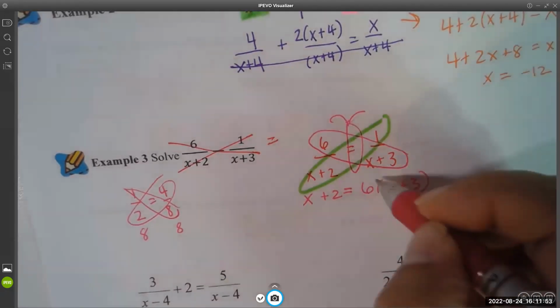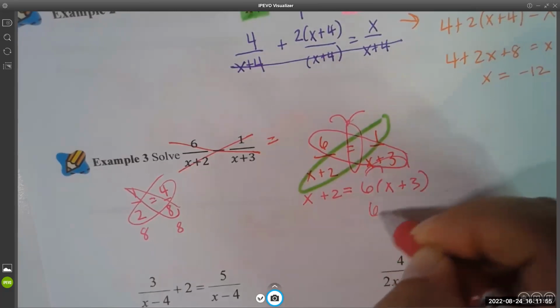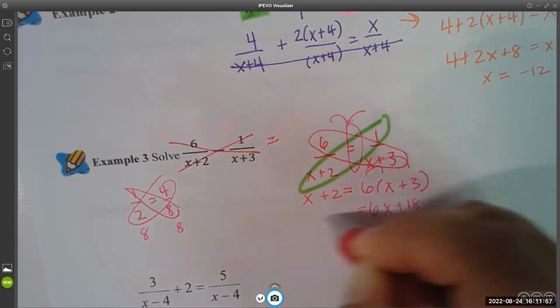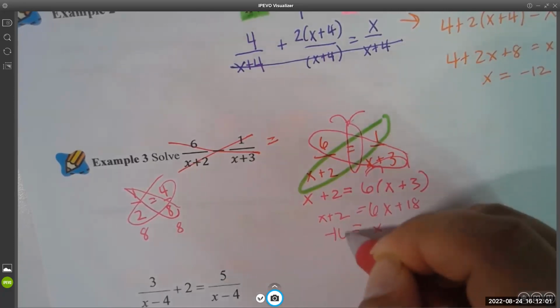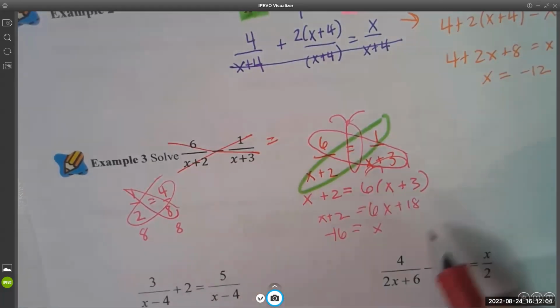And then you solve that. 6x plus 18 equals x plus 2, subtract x, subtract 18, x equals -16. Make sure it's not excluded. It's not.